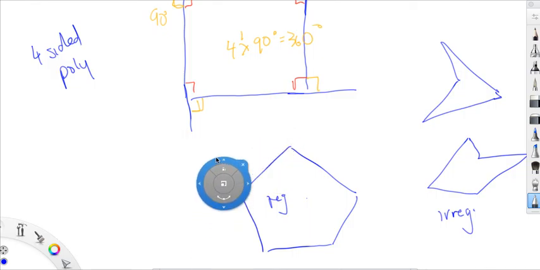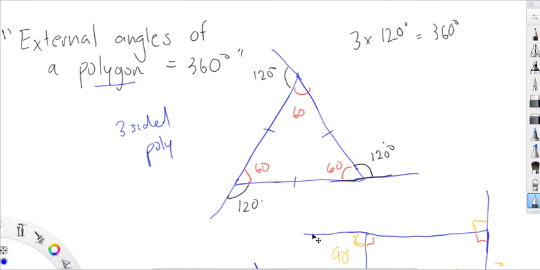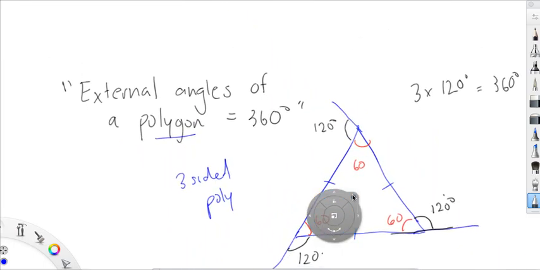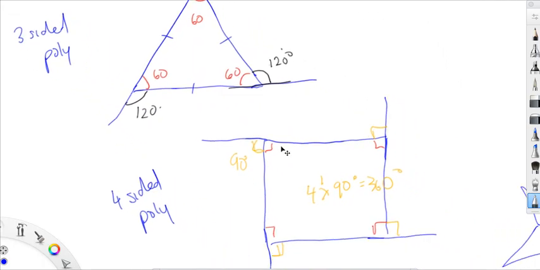And just another thing to add before we leave, a polygon is always a closed-sided shape. Now we weren't dealing with any open shapes there, or open lines like parallel lines and stuff like that. They're all closed shapes. That's what polygons are.